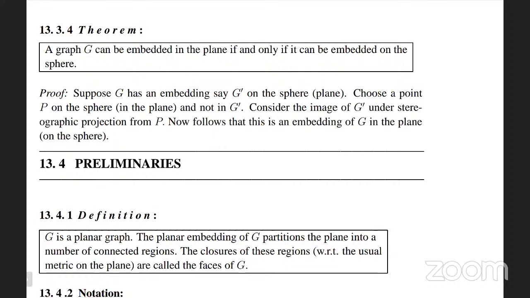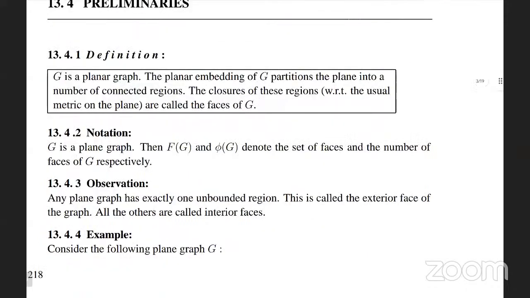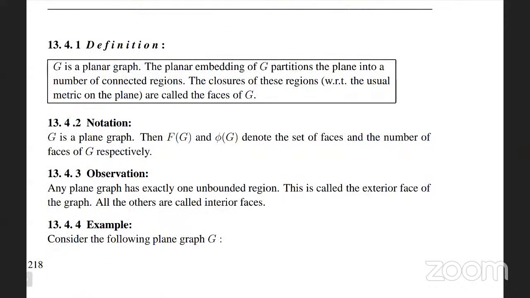Now G is in a plane. Next, preliminaries. If I discuss that G is a planar graph, the planar embedding of G partitions the plane into a number of connected regions. The closure of these regions, with respect to the usual metric on the plane, are called the faces of G. Now G is a planar graph, and f of G and pi of G denote the set of faces, the number of the faces of G.